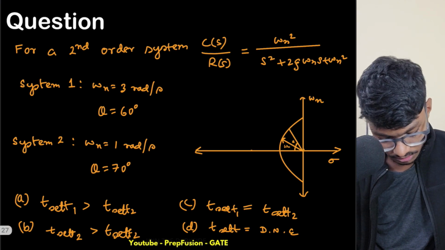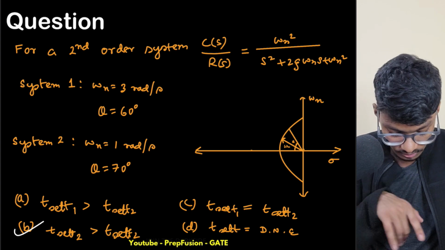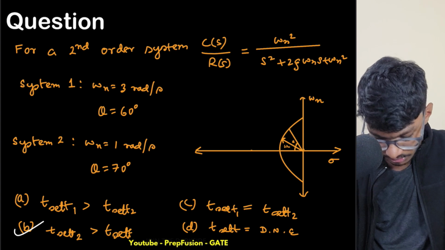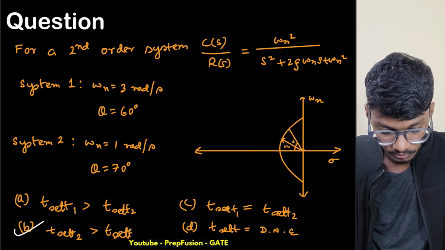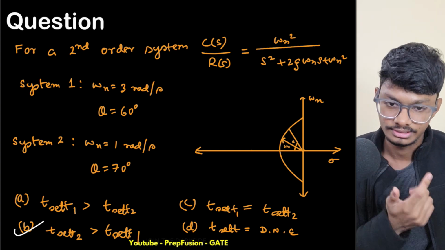Hence my option B will be correct. I don't know the order of the options, but this option says T settling 2 is greater than T settling 1. You just check, but the answer will be T settling 2 will be greater than T settling 1.